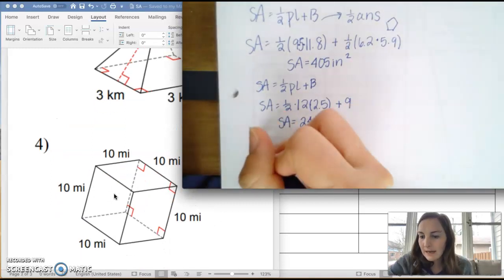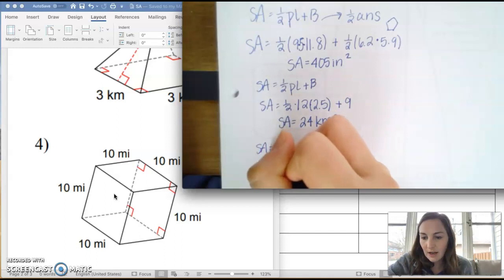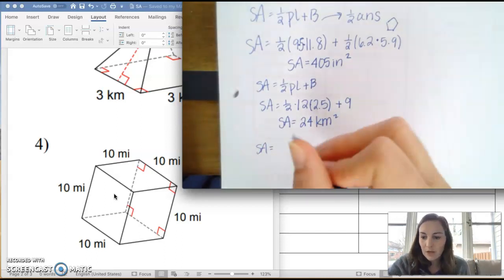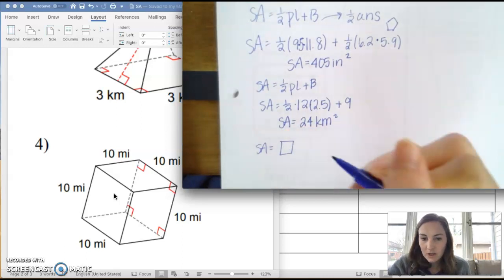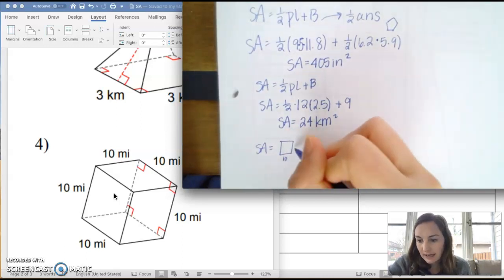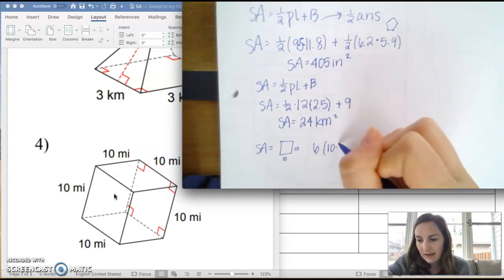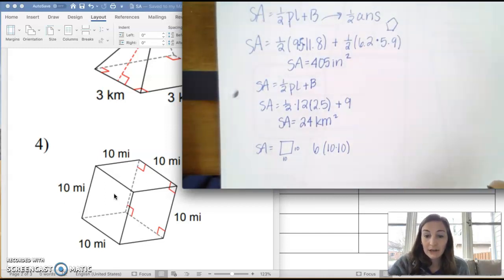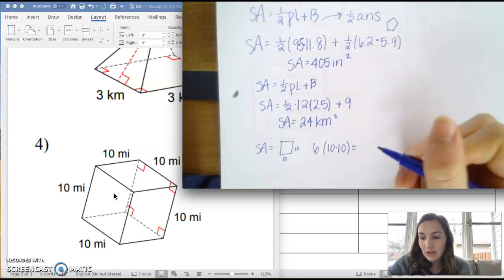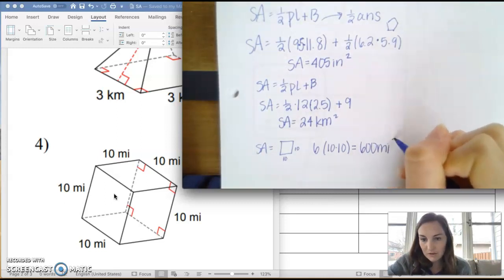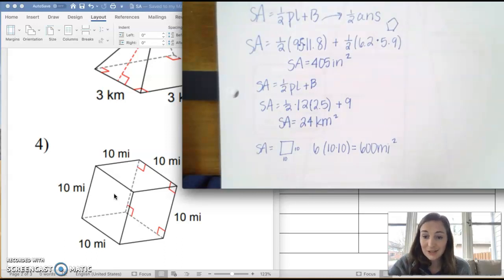Okay. Next, we have the surface area of a cube. So all of these are 10. So we have 6 squares which have an area of 10 by 10 each. So our surface area will be 600 miles squared. That's quite large. 600 miles squared.